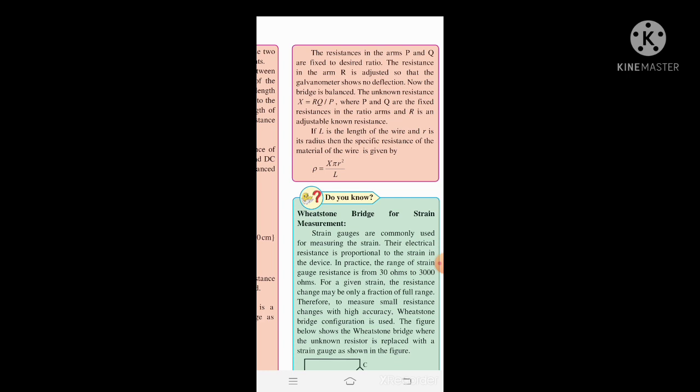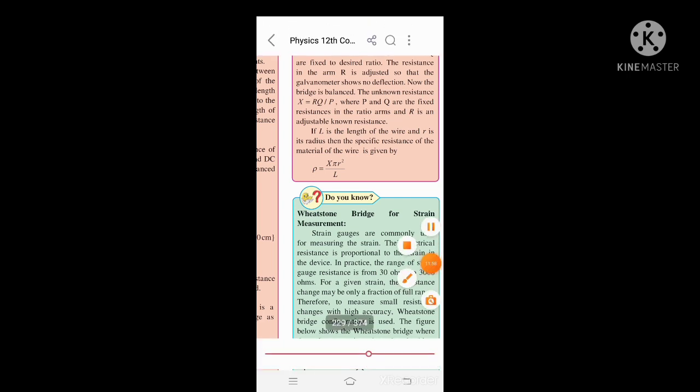If L is the length of wire and r is its radius, then the specific resistance rho of the material of the wire is given by rho is equal to X pi r square upon L, where pi r square is the area of cross section A.